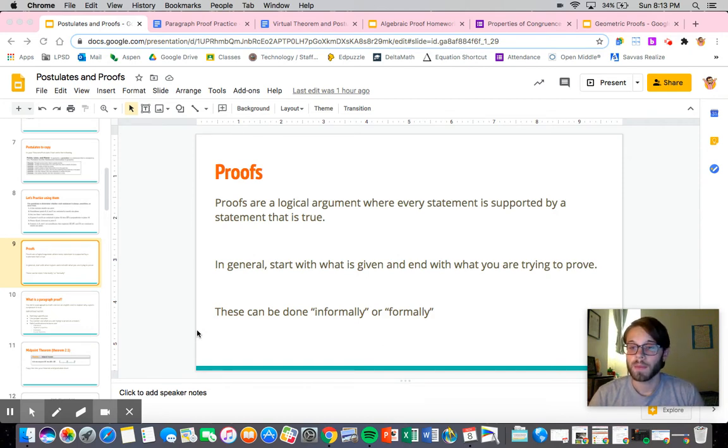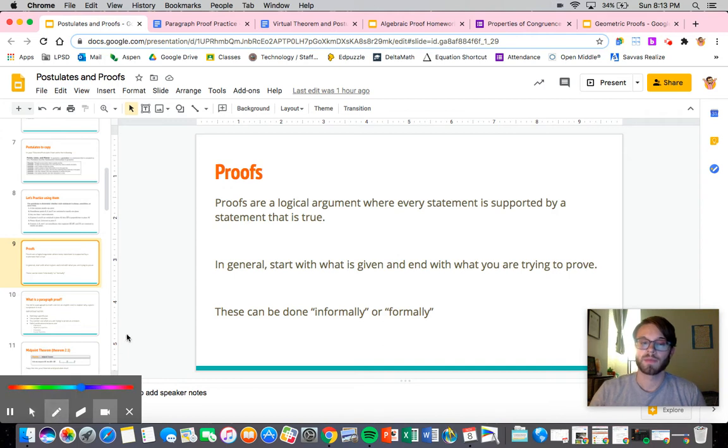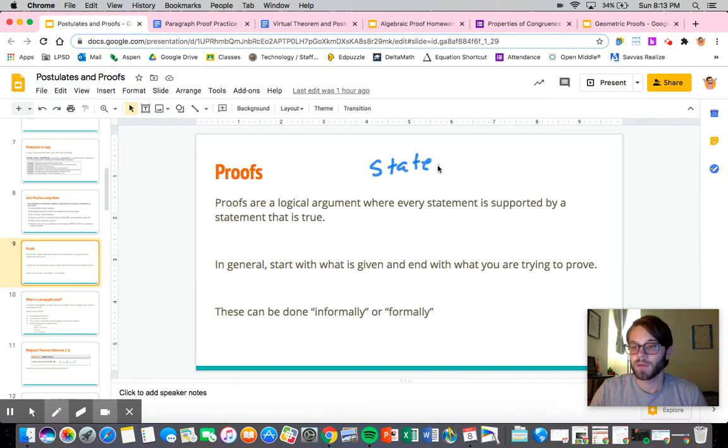So, anyway, to get us started, a proof in and of itself is just a logical argument where every statement is supported by another statement that is true. So we break these into two different types of components. We break it into a statement, which is what you're asserting, right? Those would be like your claims in your paper if you were writing a paper. And then for each statement, you need to have a reason.